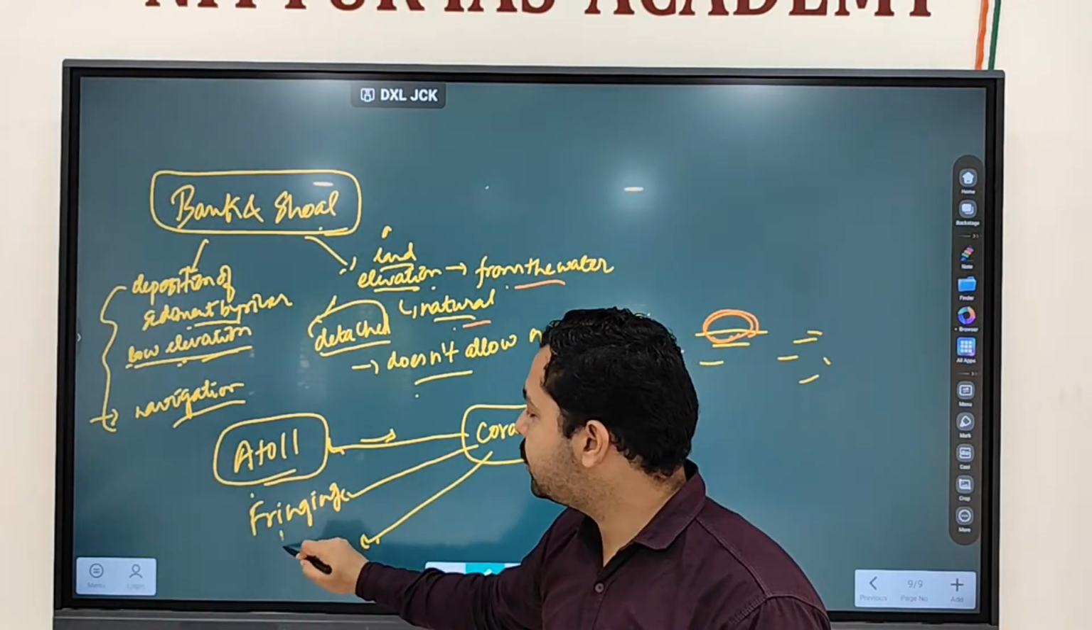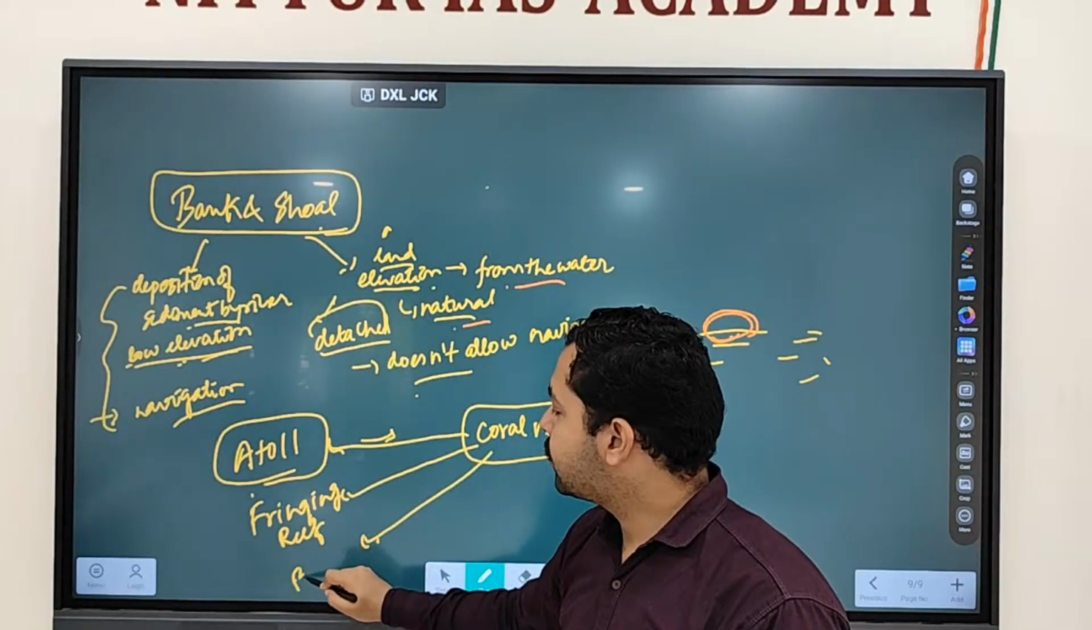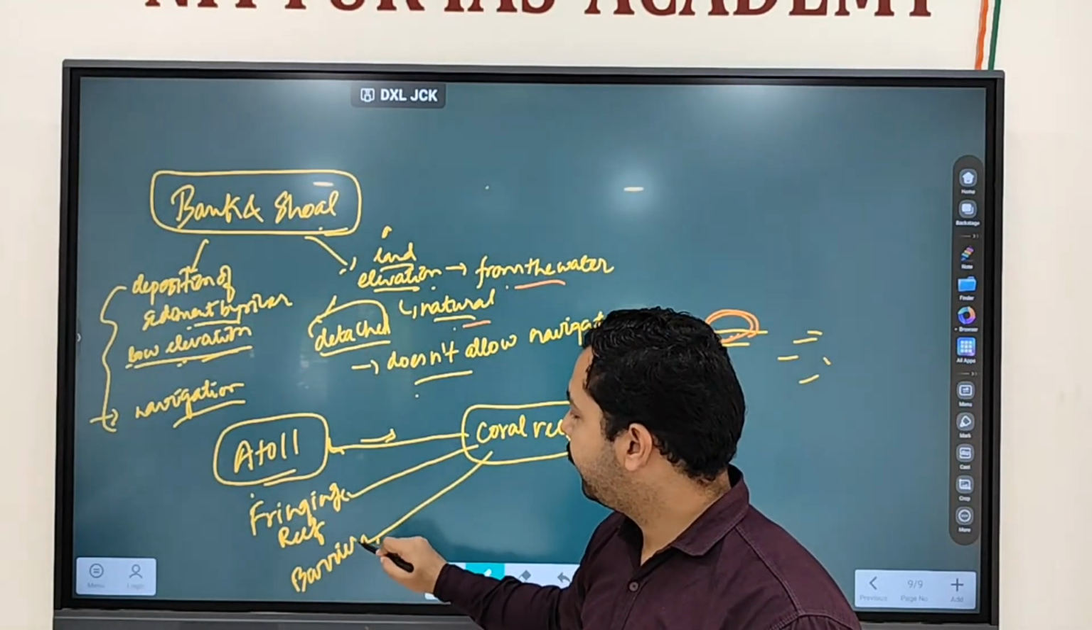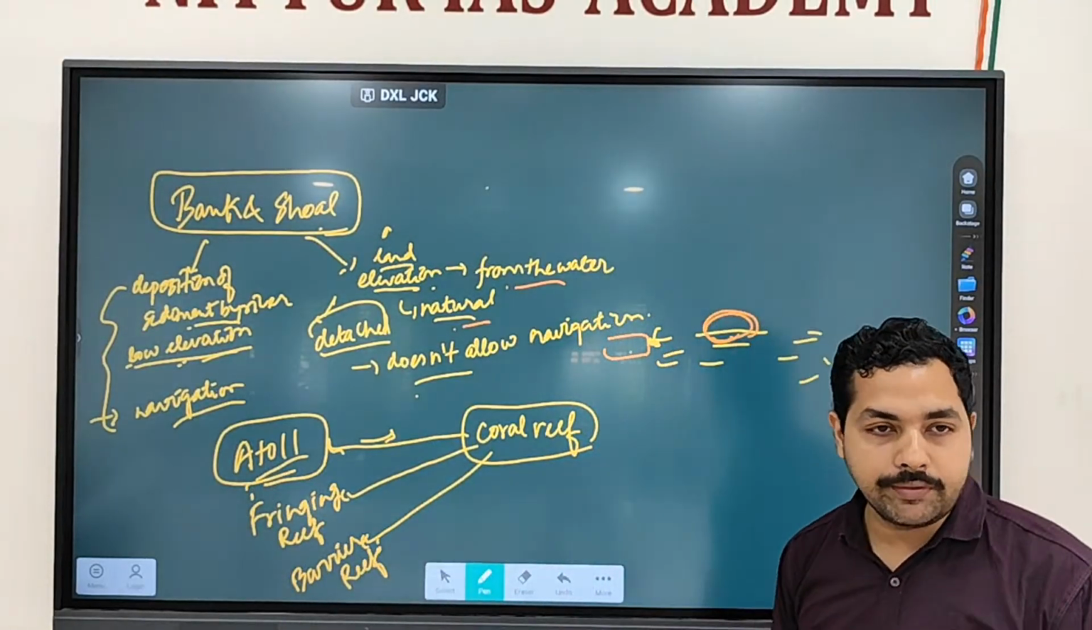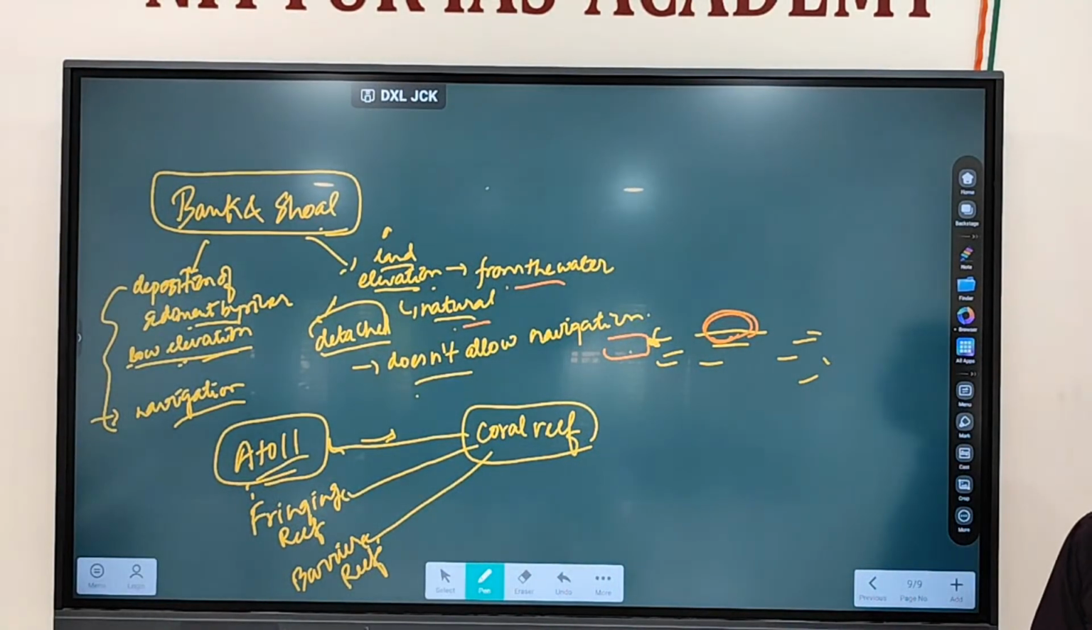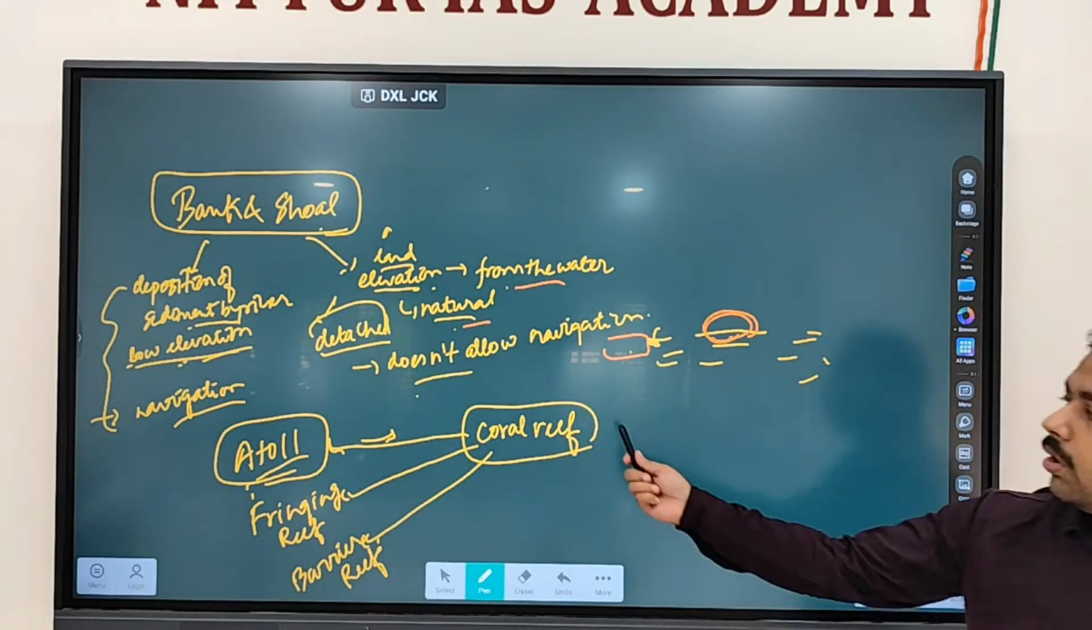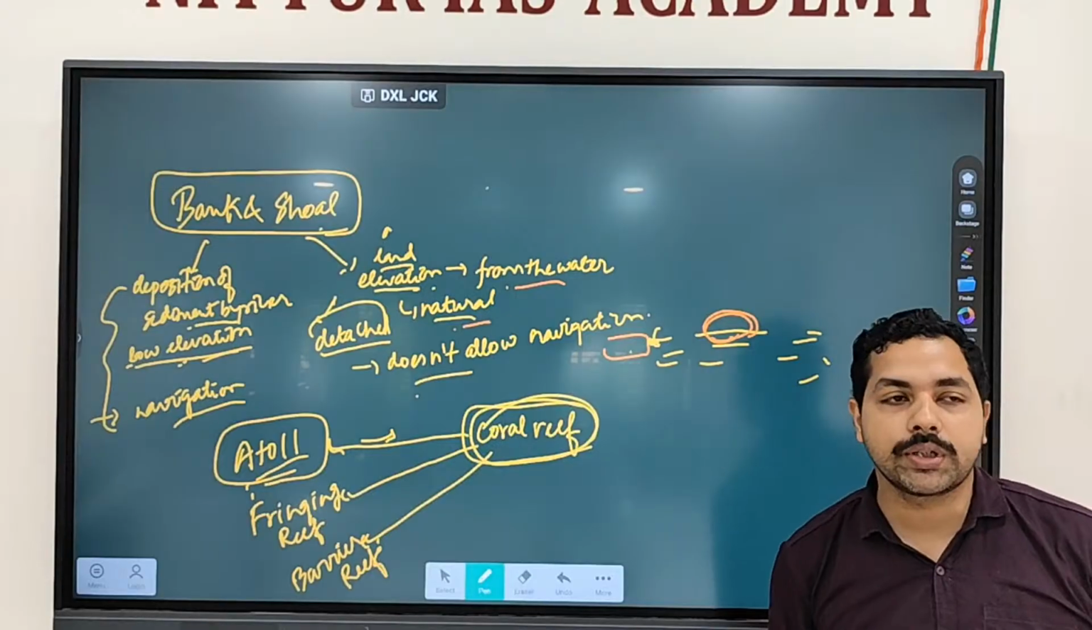One is called a fringing reef. Another is called a barrier reef, and the third is called an atoll reef. So there are three different kinds of reefs, called fringing reef, barrier reef, and atoll reef. All these are which type of reef? All these are coral reefs. Fine.